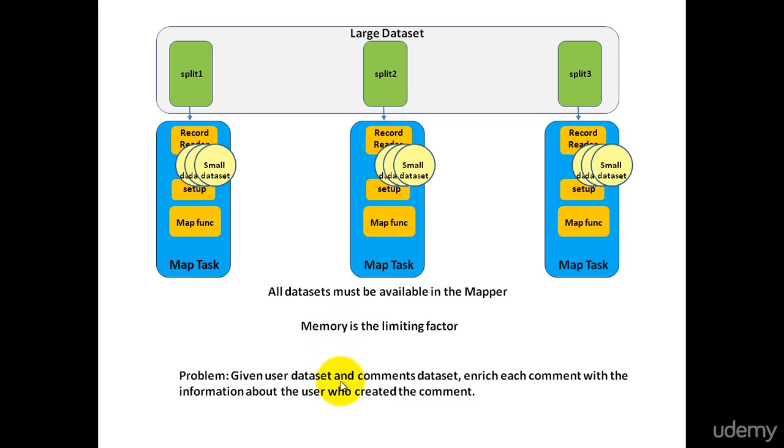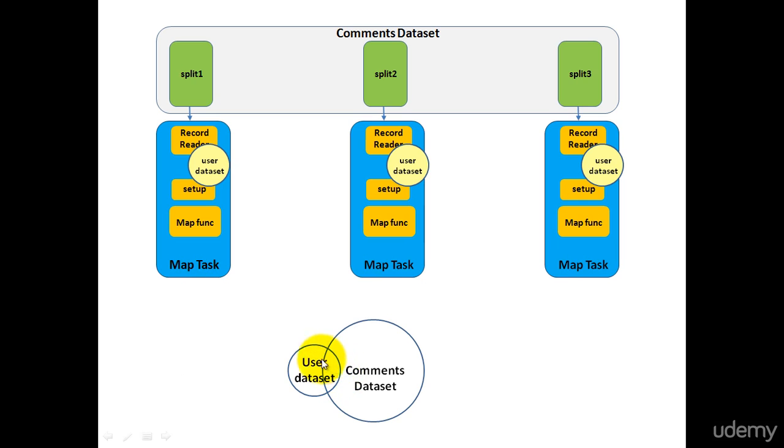Let's take the same example that we used in the reduce side join. Here we are assuming that user dataset is the smaller dataset. So user dataset must be copied to the memory of the map task. And as usual, comments dataset must be read through the input split. How is the user dataset copied to the memory of the map task?